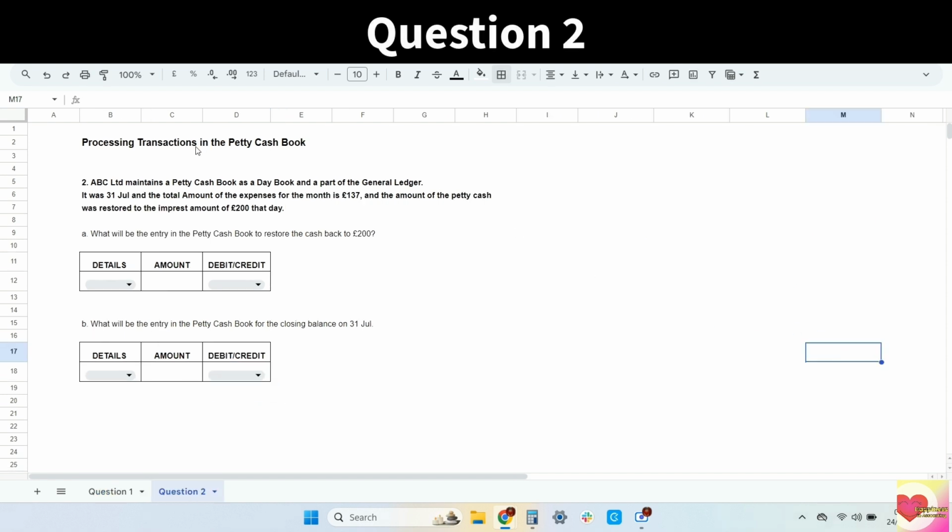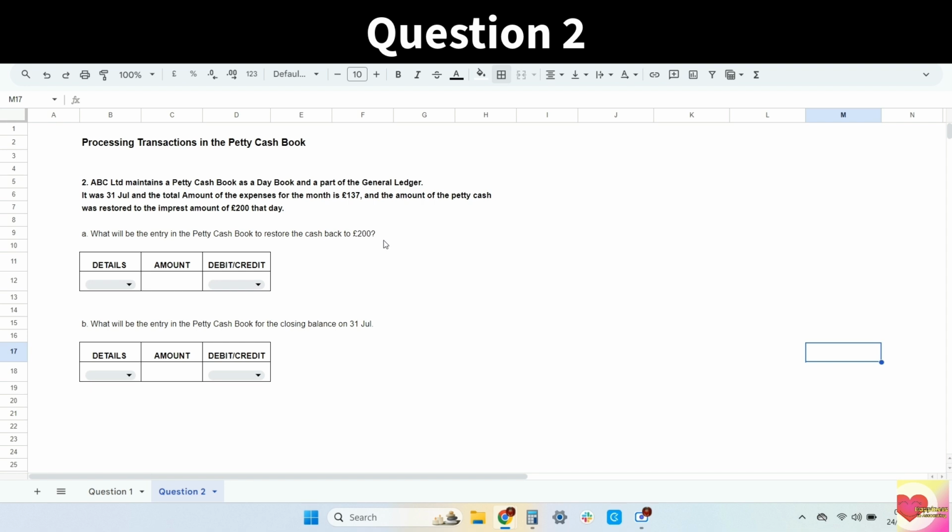Next, let's move on to the second question. ABC Limited maintains a petty cash book as a day book and a part of the general ledger. It was 31st of July and the total amount of the expenses for the month is 137 and the amount of the petty cash was restored to the imprest amount of 200 that day. A. What will be the entry in the petty cash book to restore the cash back to 200?